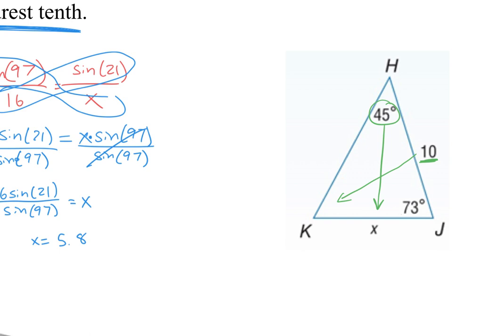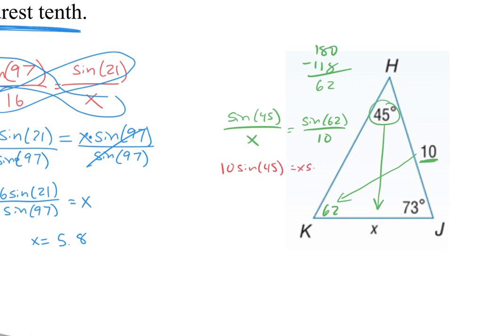So I'm going to do 45 plus 73, and that's 118. So I have 180 minus 118, and that is going to be 62. So 62 right here, and now I have completed my proportion. I have both angles and I have a side. So here we go. I have the sine of 45 over x is equal to the sine of 62 over 10. Now all we've got to do is cross multiply. So 10 sine of 45 is equal to x times the sine of 62. Divide from both sides.